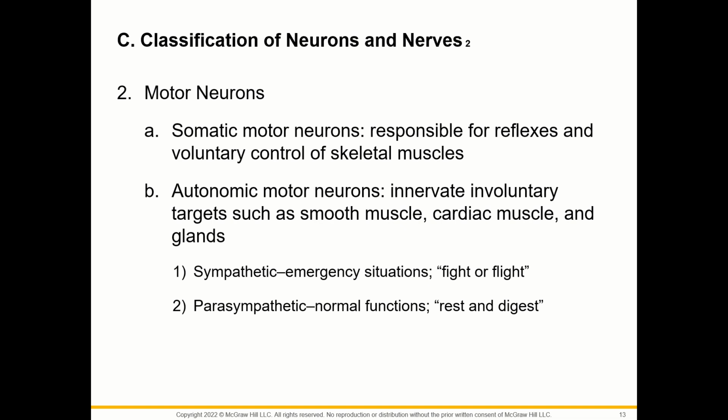So autonomic motor neurons are going to innervate involuntary target effectors such as smooth muscle, cardiac muscle, and your glands. So you're generally not aware of those. Like maybe if you have to pee, you're aware of your bladder, but other than that, you're not aware of it. So with the autonomic motor neurons, there's two subdivisions there. You've heard of these before, the sympathetic and parasympathetic. Sympathetic is your emergency situations, also known as fight or flight, and the parasympathetic is your normal functions for resting and digesting.